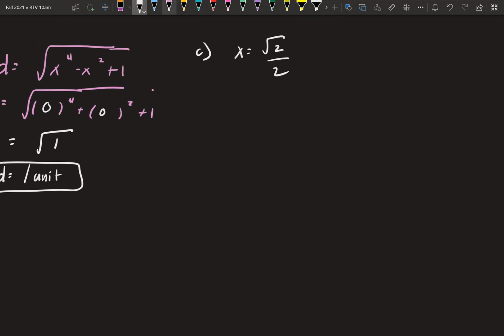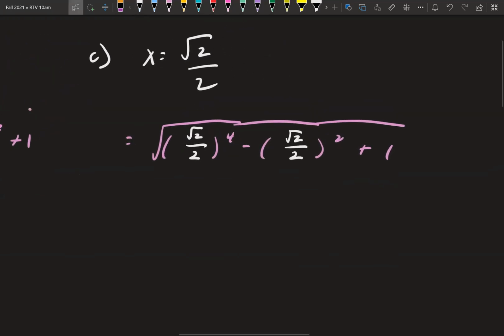So we have blank to the fourth plus blank squared minus, sorry, I messed that up. That's supposed to be minus. It doesn't matter for 0. There we go. And then plus 1. Now in that blank, we're putting in square root of 2 over 2. I need to write that a little bigger. So this is where we're at. We need to know what's the distance when x is square root of 2 over 2.